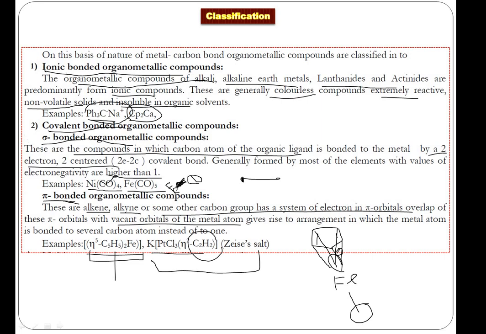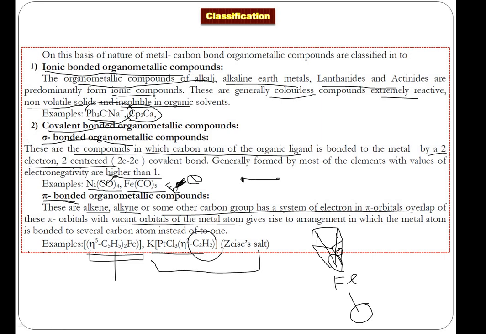Organometallic compounds can be classified as ionic bonded organometallic compounds, where the metal carbon bond is ionic, for example triphenyl sodium and cyclopentadienyl calcium. Then sigma bonded organometallic compounds, where we have a sigma bond, that is a 2 electron bond between the metal and the carbon part. And then pi bonded organometallic compounds, where there is a pi bond or the ligand is an alkene, alkyne or any type of ligand which can bond with the metal through multiple positions. This we will further see in the upcoming classes.